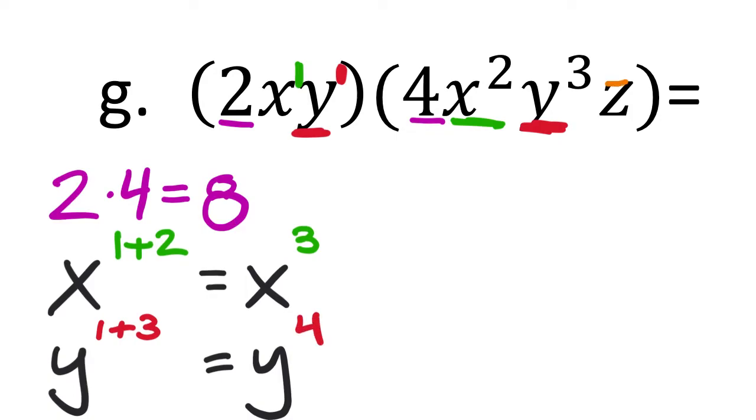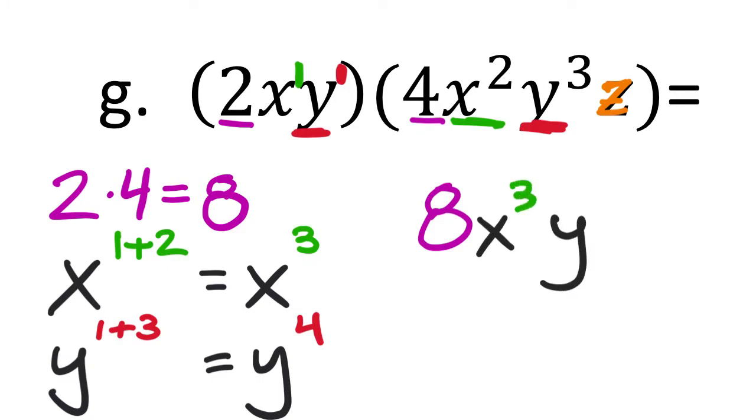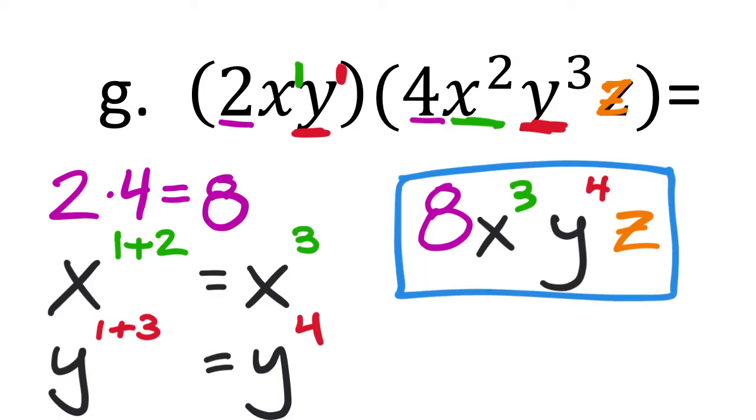Now this z right here, there's not really anything to do with it. It's just out there, so I'm going to leave it there. But if I wanted to write my full expression simplified in exponential form, I keep the 8. I've got my x to the power of 3. I've got my y to the power of 4. And then we have the base z as well. And this is actually the final answer we'd be looking for on this one.